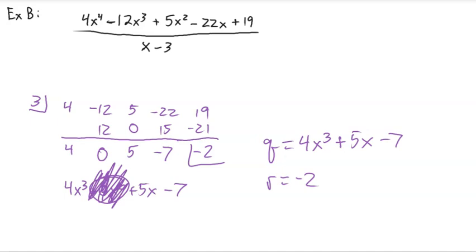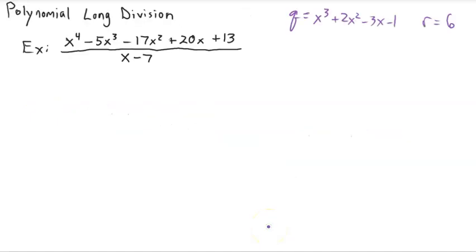Let's do a couple more examples. All right, here's the original one we did in polynomial long division. We already know what q is. We already know what the remainder is. So let's go ahead and set it up for synthetic division. In the half box, we're going to put the opposite of negative 7, which is positive 7. We're going to bring down the coefficient of x to the fourth, which is 1.